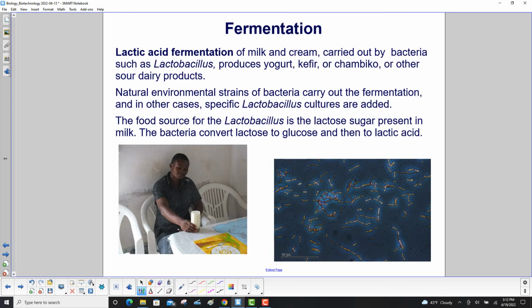Lactic acid fermentation of milk and cream, carried out by bacteria such as lactobacillus, produces yogurt, kefir, or chambiko, or other sour dairy products. Natural environmental strains of bacteria carry out the fermentation, and in other cases, specific lactobacillus cultures are added. The food source for the lactobacillus is the lactose sugar present in milk. The bacteria convert lactose to glucose and then to lactic acid.